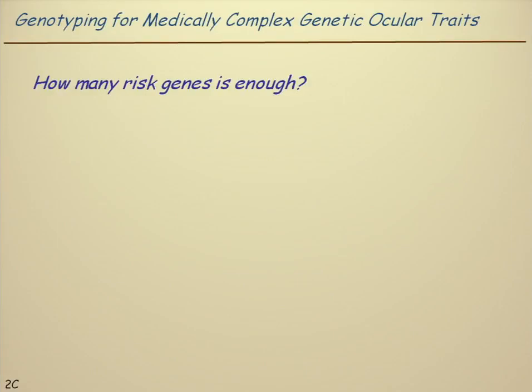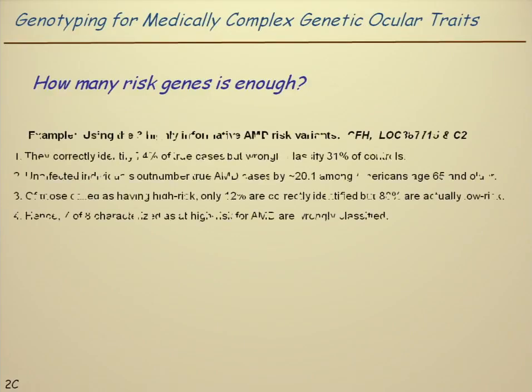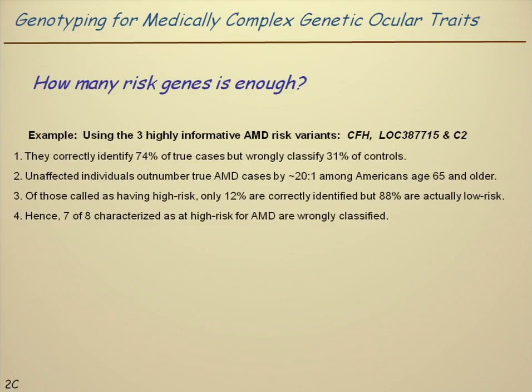So how many genes do we need? Is 17 enough? There's a lot of information that just flashed up here, but let me run this real quickly. If we take those 3 genes that accounted for about 74% of the risk, the first 3 major genes, it turns out that we'd classify 74% of the true cases, but we would miss on 31% of the controls.